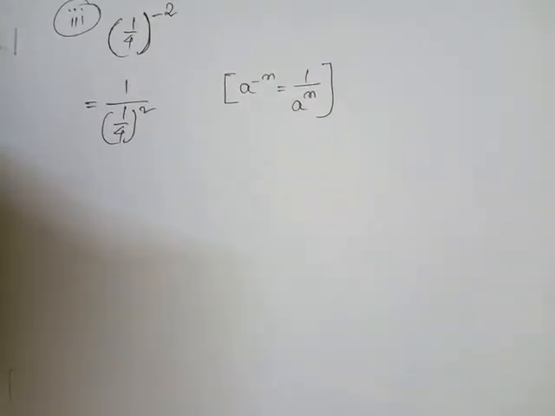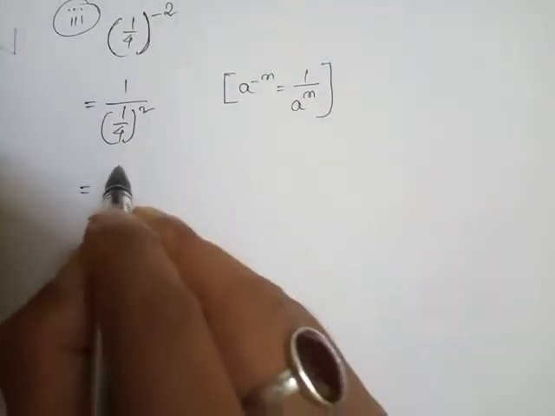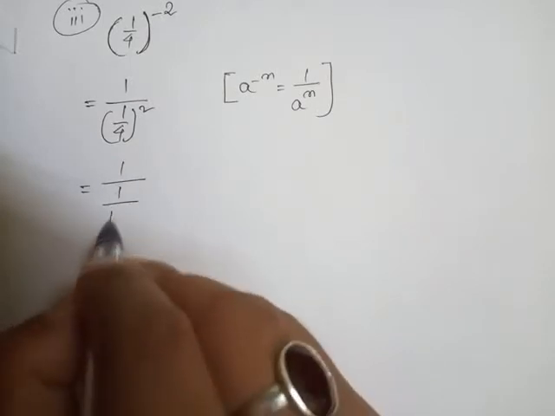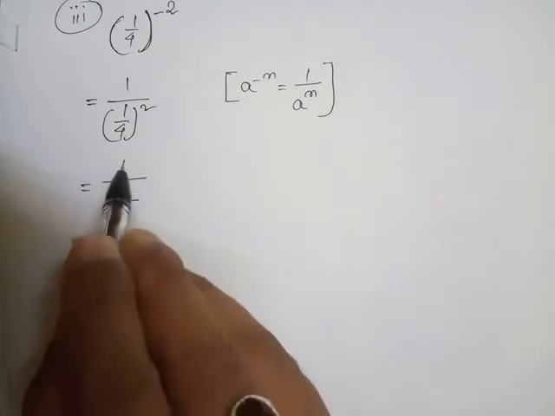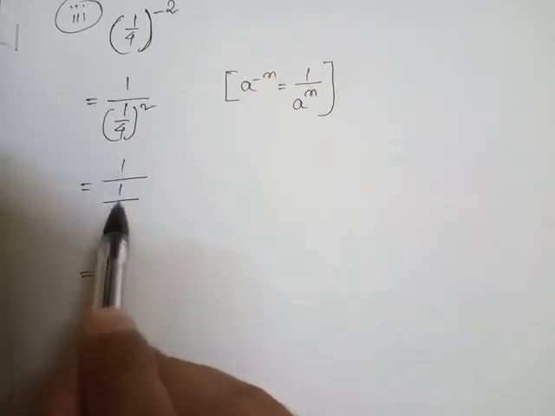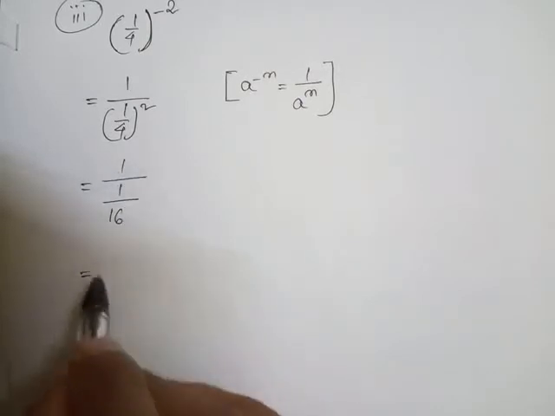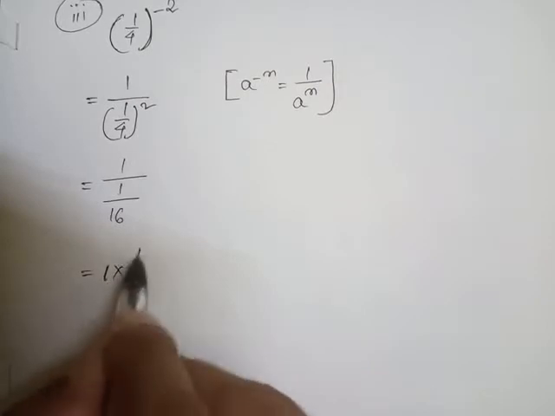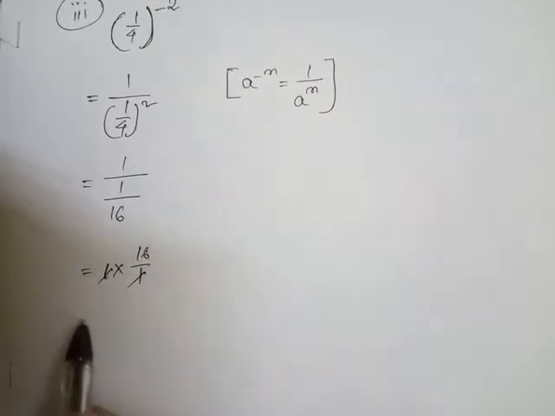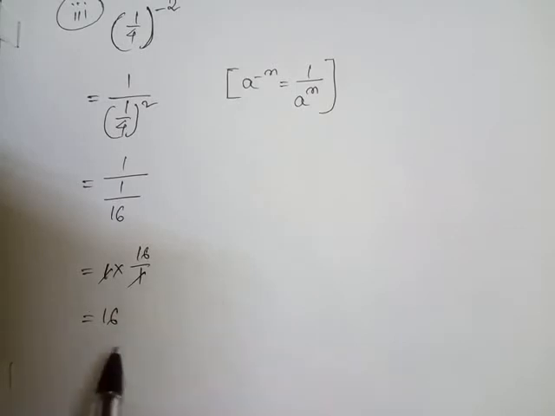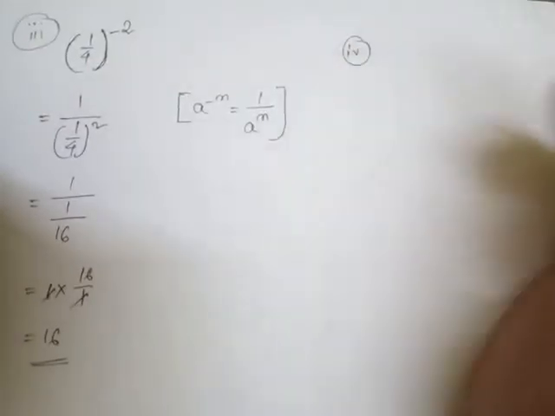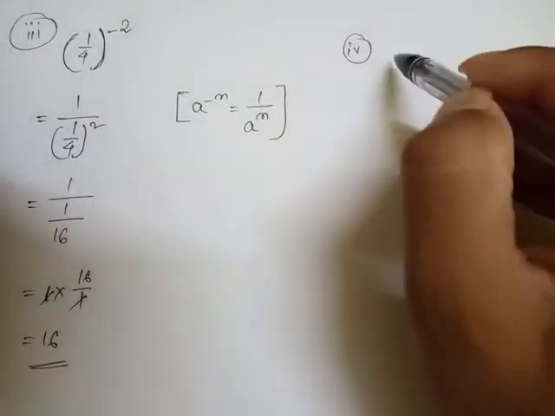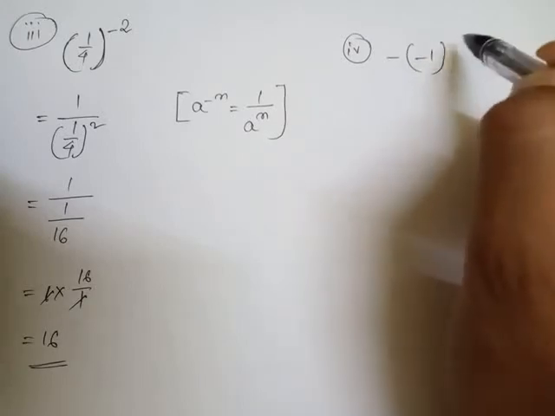So in the next step, 1 by 4 square is 1 by 16. So in the next step it is 1 divided by 1 by 16, which means we take the reciprocal. So 1 into 16 by 1, cancel, so the answer is 16. This is the answer of Roman 3. Next one is Roman 4, and the question is minus 1 to the power minus 1.